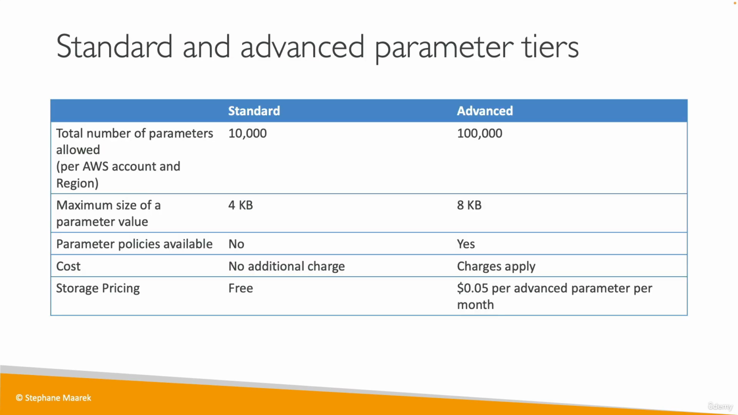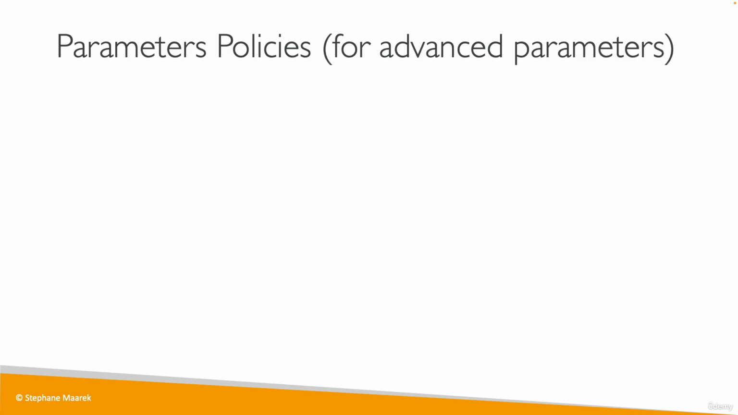Now, within Systems Manager, you have two kind of parameter tiers. You have the standard and the advanced tier. So the big difference is going to be around the size, so 4 kilobytes versus 8 kilobytes, and also the availability of a parameter policy. For standard one, we have none, but for advanced, we have some. The advanced type of parameters is going to be $0.05 per month, whereas the first one is going to be free.